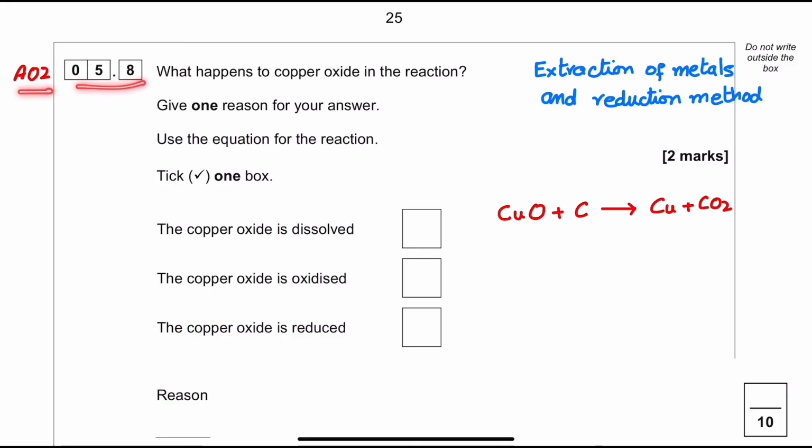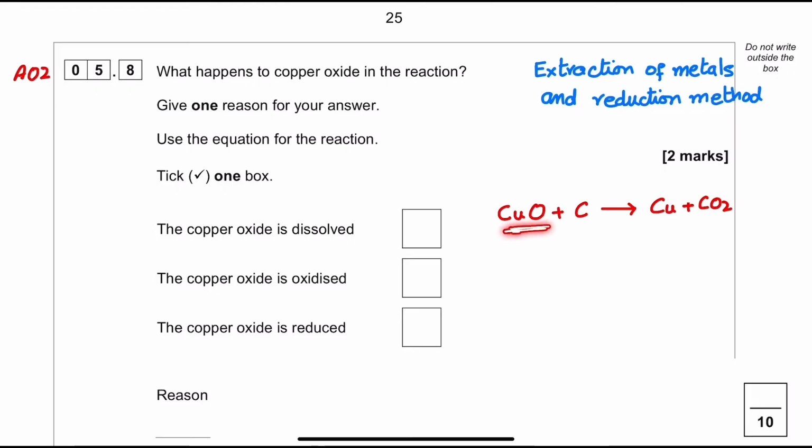5.8 is an AO2 question, and this question is from extraction of metals and the reduction method. What happens to copper oxide in the reaction? Give one reason for your answer. Use the equation for the reaction. So we have three options. We need to pick one option. We need to find what happened to copper oxide in the reaction. We know that copper oxide has oxygen, and when it reacts with carbon, it makes carbon dioxide and copper. So this copper on the right hand side does not have oxygen. So we will say that it is reduced from copper oxide to copper.